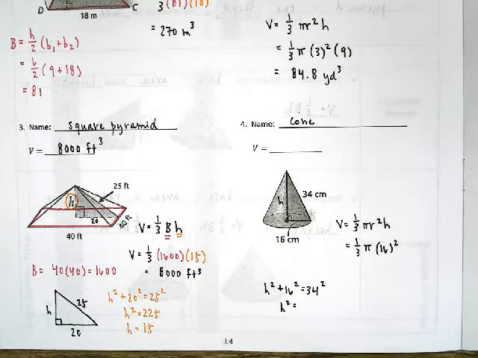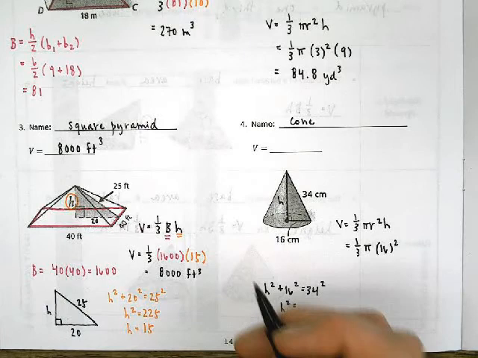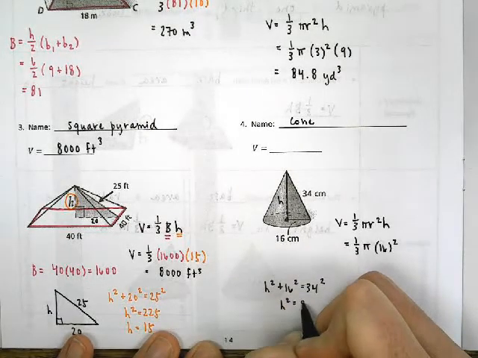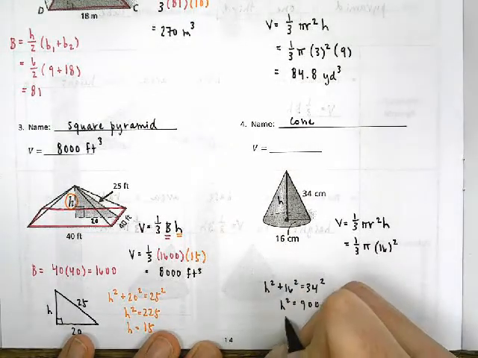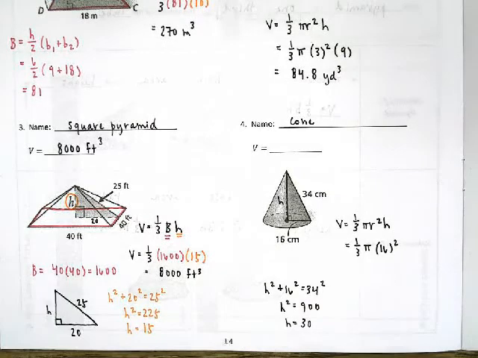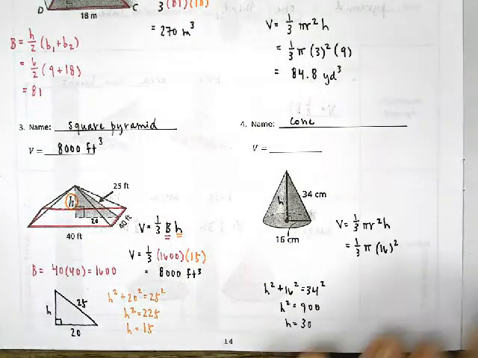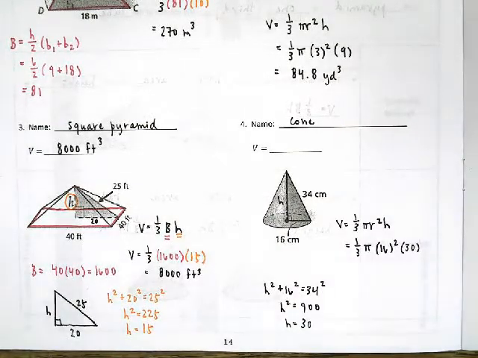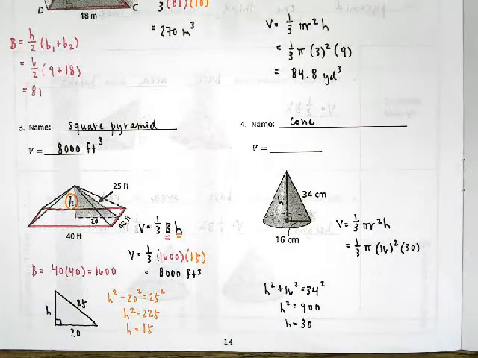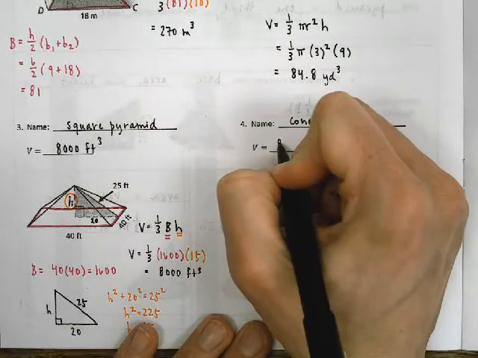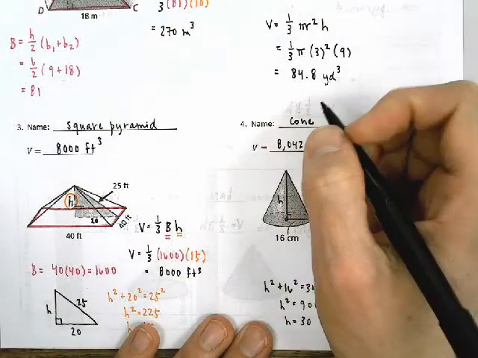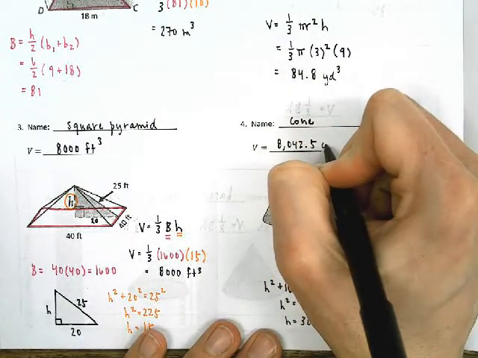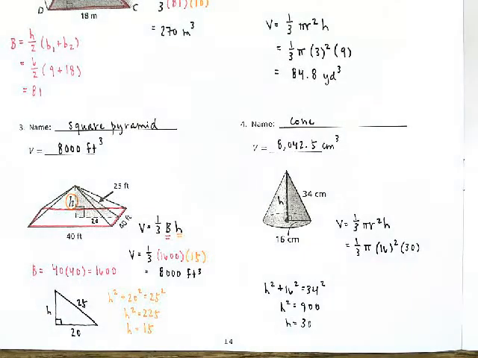That's going to give me for h squared, let's see, is 900. So then I know the square root of that is going to give me 30. So I have 30 for the height of my cone. So I'm going to go ahead and plug that in. So now again, I'm just going to type in everything into my calculator. And I get, let's see here, 8,042 points, let's see, to the 10th would be 5 cubic centimeters.